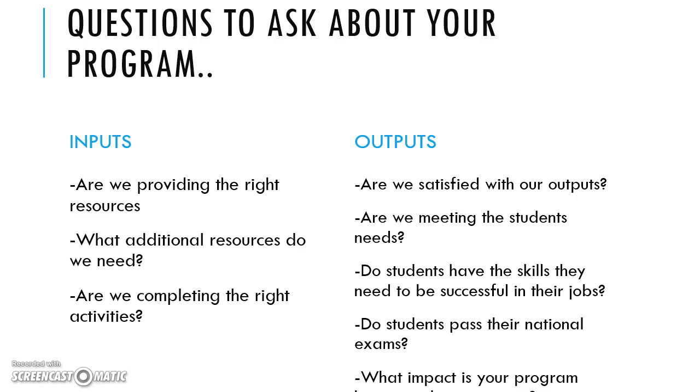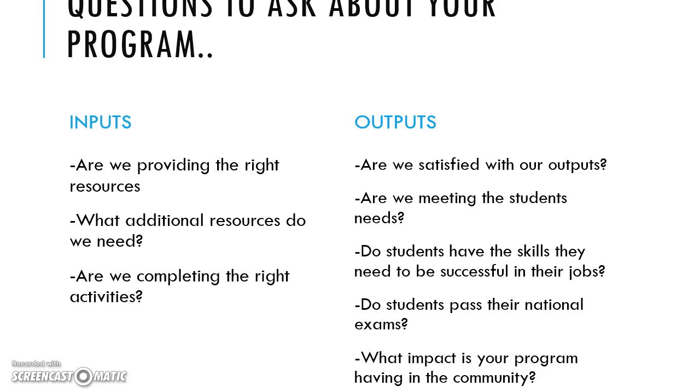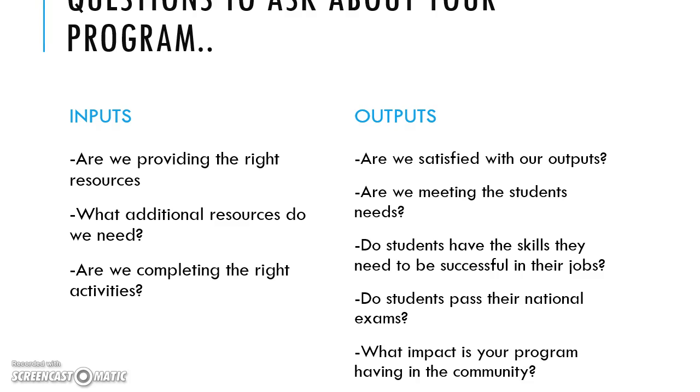So some questions to ask about your program might be, are we satisfied with the outputs? Are we achieving the desired results that we have? Are we meeting students' needs? Do they have the skills that they need to be successful? If we're in a nationally accredited program, are we passing our accreditation standards? Do students pass their national exam? And then long term, what impact does your program have in the community? And once you question your outputs, then you can go in and look at your inputs. Are we providing the right resources for our students? What additional resources do we need? Are we completing the right activities in order to give students those skills?